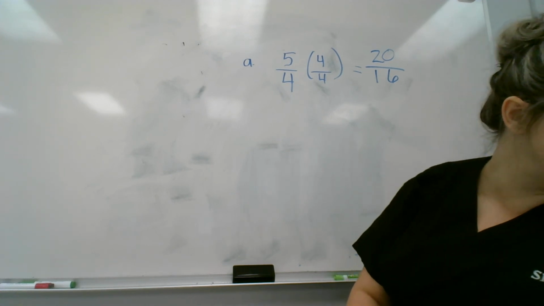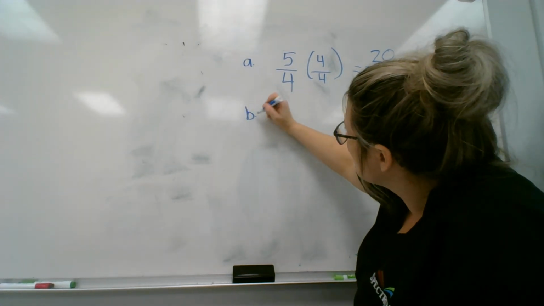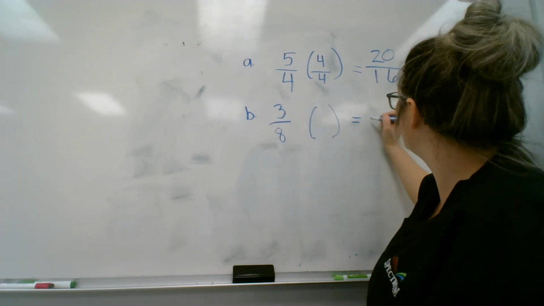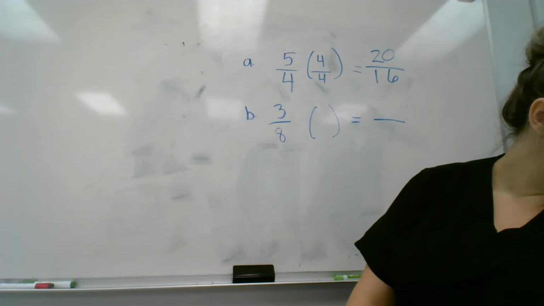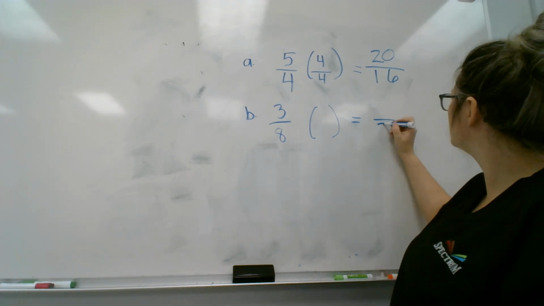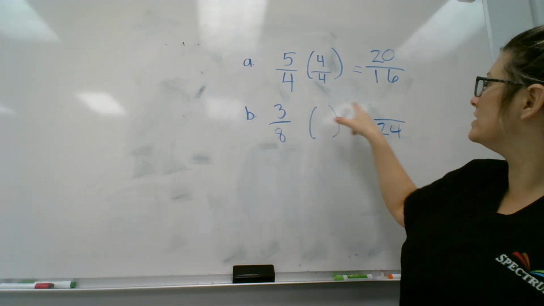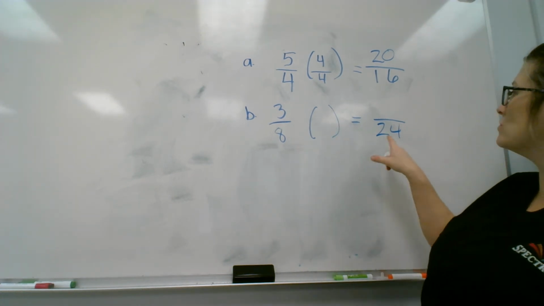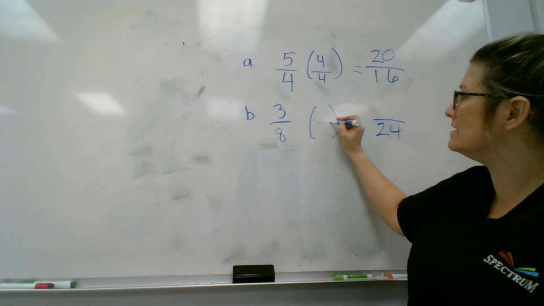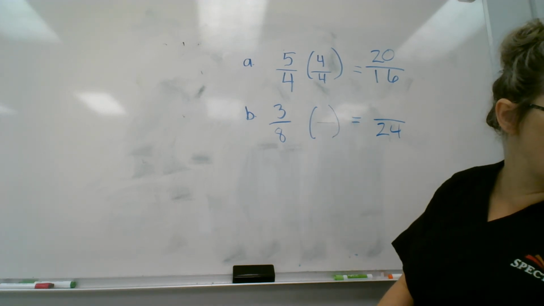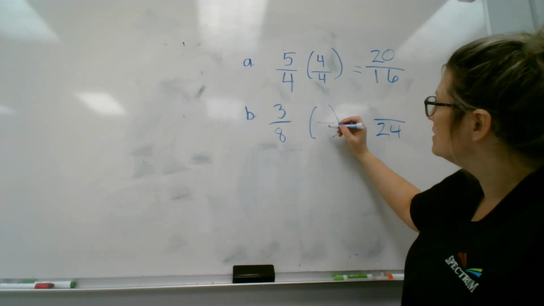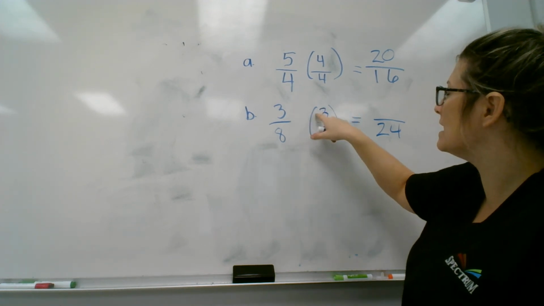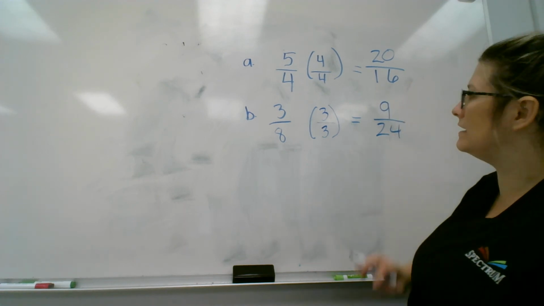Let's go ahead and do B together. 3 over 8, parentheses, equals 24. I have to figure out which problem I can work. I can work the bottom one. So 24 divided by 8 is 3. So I'm going to put a 3 on the bottom. And I'm also going to put a 3 on the top. Now 3 times 3 is 9.